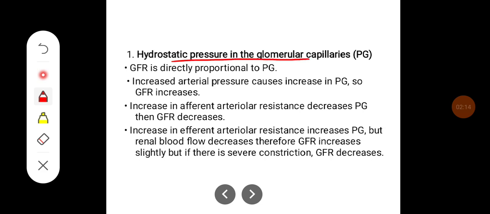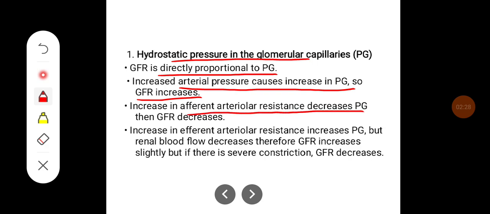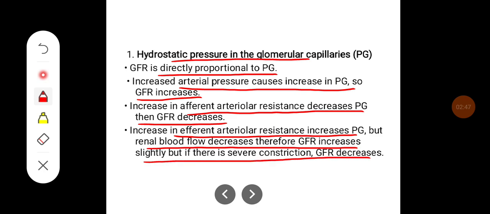Hydrostatic pressure in the glomerular capillary. GFR is directly proportional to the hydrostatic pressure in the glomerulus. Increased arterial pressure causes an increase in Pg, so GFR increases. Increase in the afferent arteriolar resistance decreases the Pg, that is hydrostatic pressure, then GFR decreases. And increase in efferent arteriolar resistance increases the hydrostatic pressure in the glomerulus, but renal blood flow decreases, therefore GFR increases slightly, but if there is a severe constriction, GFR decreases.